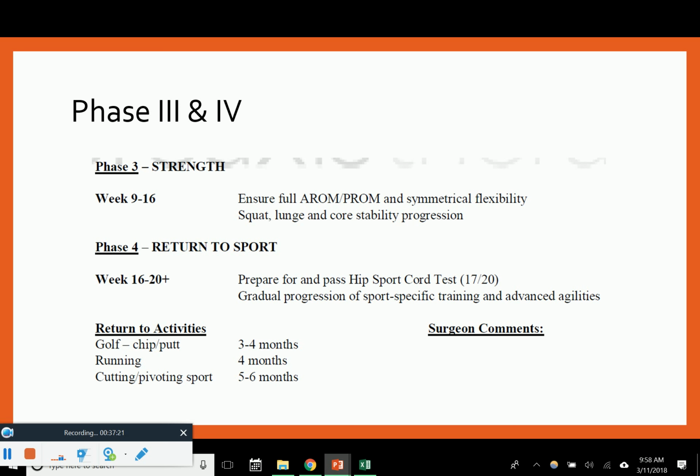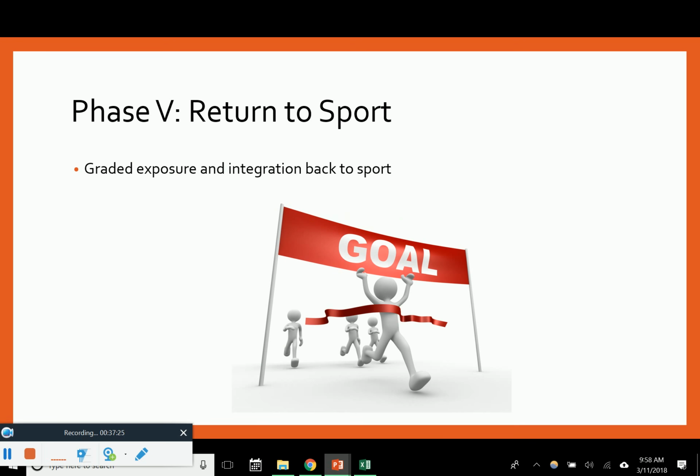basically the timelines for phase 3 and 4. And then finally, you return to sport. You have graded exposure and integration back into your sport, and you meet your goal.